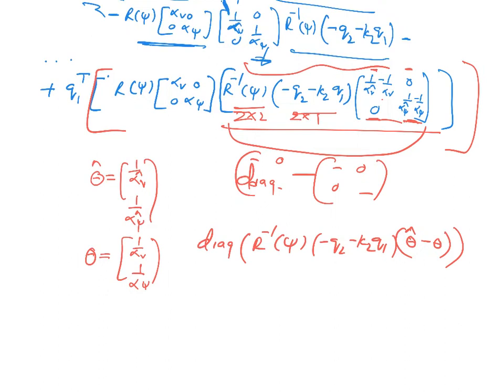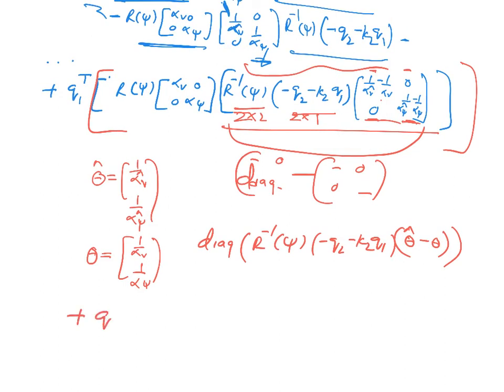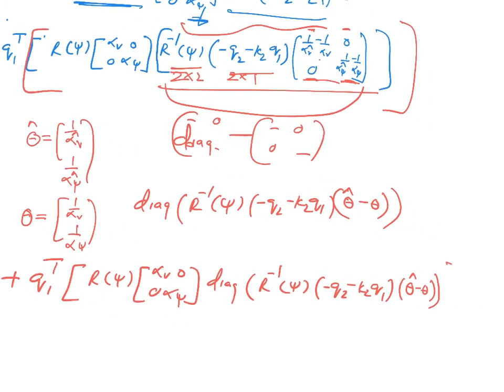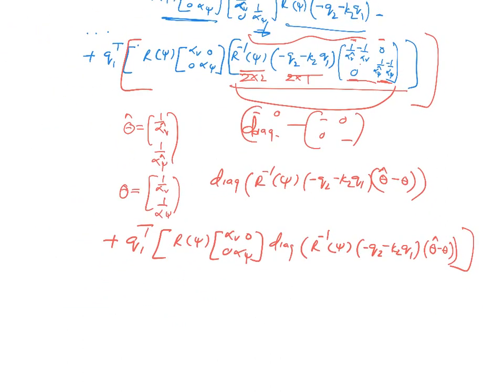So now I can rewrite this thing again: Q1 transpose R in R psi into alpha v 0 0 alpha psi, diag of R inverse psi minus Q2 K2 Q1, theta hat minus theta, and this. Okay, this is our thing.